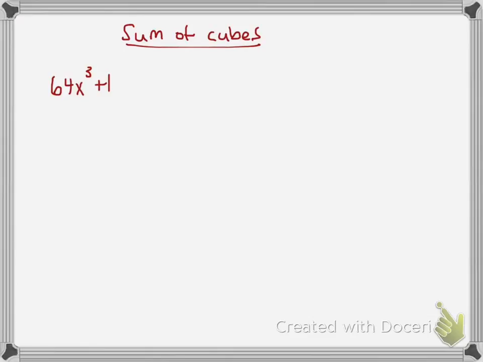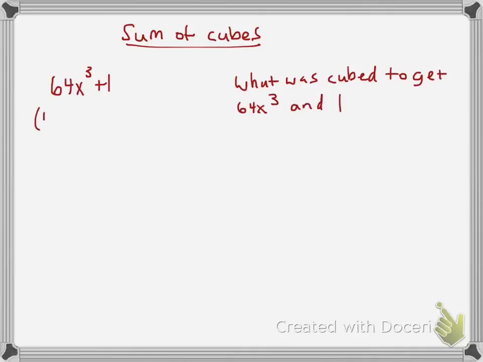So the first term is 64x cubed. The other term is that plus 1. So we do have these two terms. But the big question that we're going to have to look at, because we are going to factor this, is what was cubed to get the 64x to the third and to get the 1. All right, so that's the big question that we have to answer.